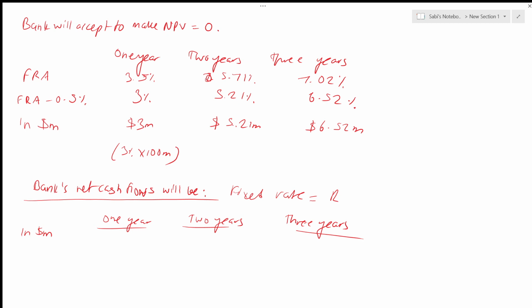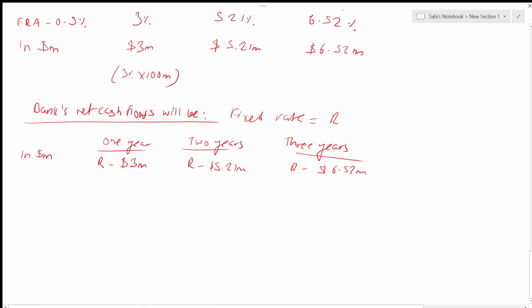So what is the bank paying? Bank is paying variable rate to us, and we are paying fixed rate to the bank. So fixed rate the bank is receiving, R minus variable rate, that is 3 million. Just now we calculated that 3 million is the bank's payment. We are receiving, the bank is paying it, right? Same, R minus 5.21 million, R minus 6.52 million. So this will be the net cash flow, because receipts minus payables is net cash flow.